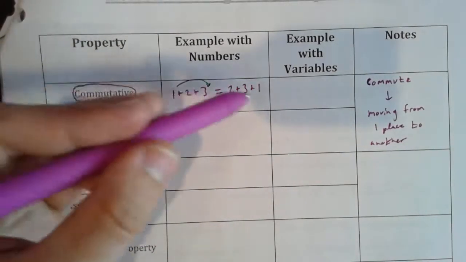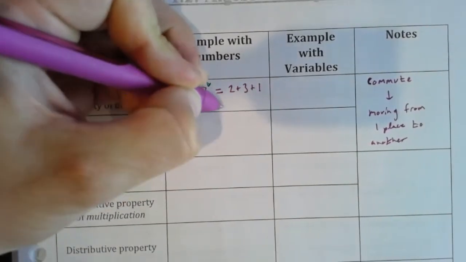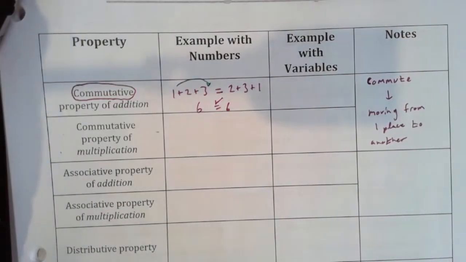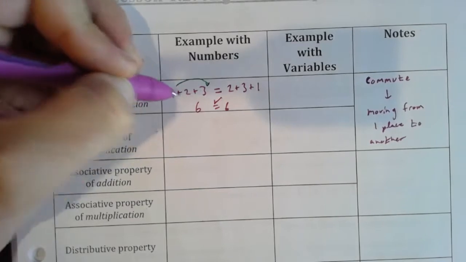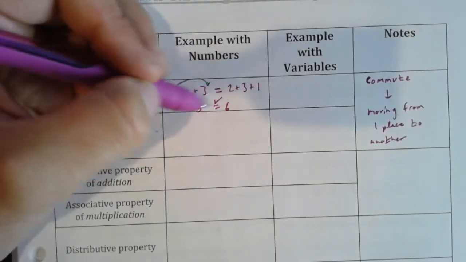I can move my numbers around. They can commute from one side to the other. And it does not change anything. I still get an equation, right? 1 plus 2 plus 3 is 6. 2 plus 3 is 5, plus 1 is 6.